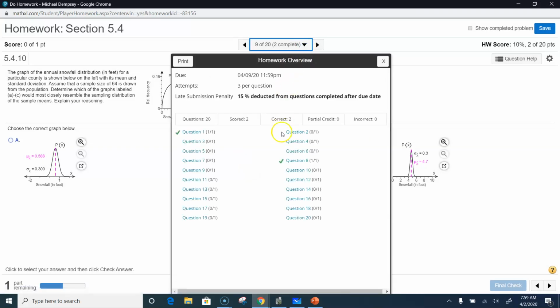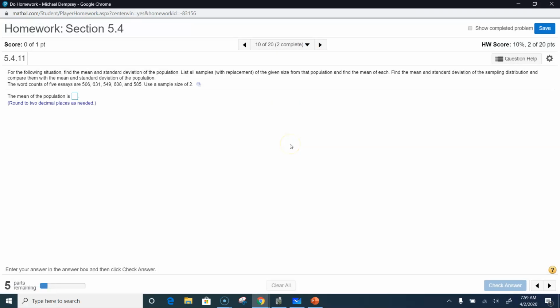Let me jump to number 10. I think that's a little bit different than those. All right, so in this situation, we want the mean and standard deviation of the population, okay? And then we're going to list all samples with replacement of the given size from the population and find the mean of each. Find the mean and standard deviation of the sampling distribution and compare them with the mean and standard deviation of the population, okay? So they give us the word counts for 5 different essays, right? 506, 631, 549, 608, and 585. So we want to use a sample size of 2.